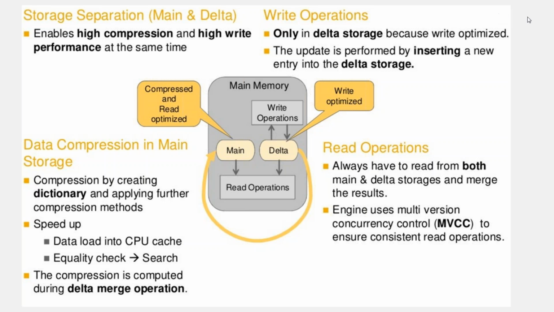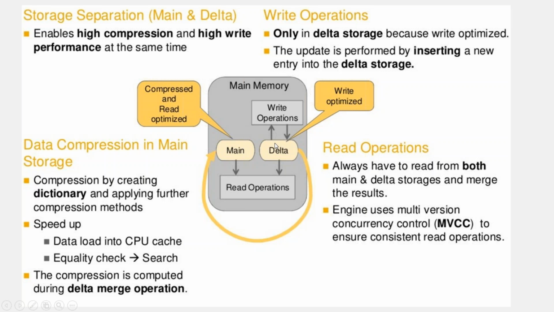So for write operations, we write the data only in delta storage, so it is write optimized. The update is performed by inserting a new record into the delta storage, so the delta storage automatically gets updated with this information, and unless you say merge the delta, it won't send this information to the main storage.